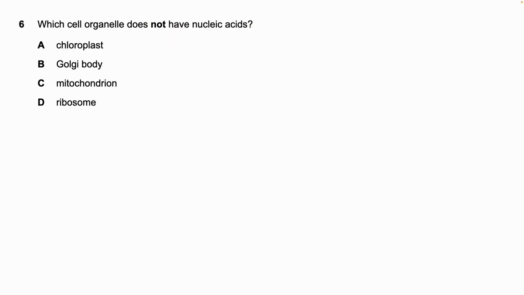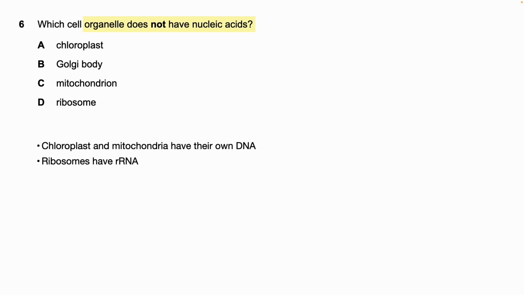Question 6. Which cell organelle does not have nucleic acid? So it's a straight question. Chloroplast and mitochondria have their own DNA. From the rest of the two options, Golgi body and ribosomes, we have to identify which organelle doesn't have nucleic acid. Ribosomes also have their rRNA, and rRNA is also a nucleic acid. So the only option is Golgi body, which doesn't have nucleic acid.